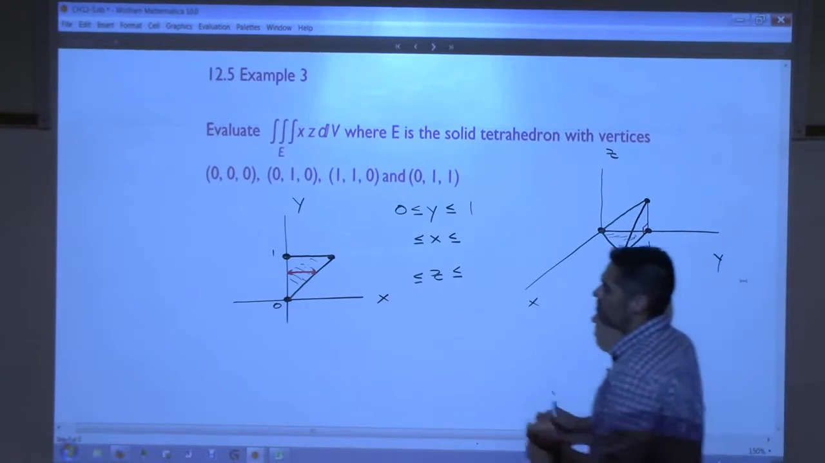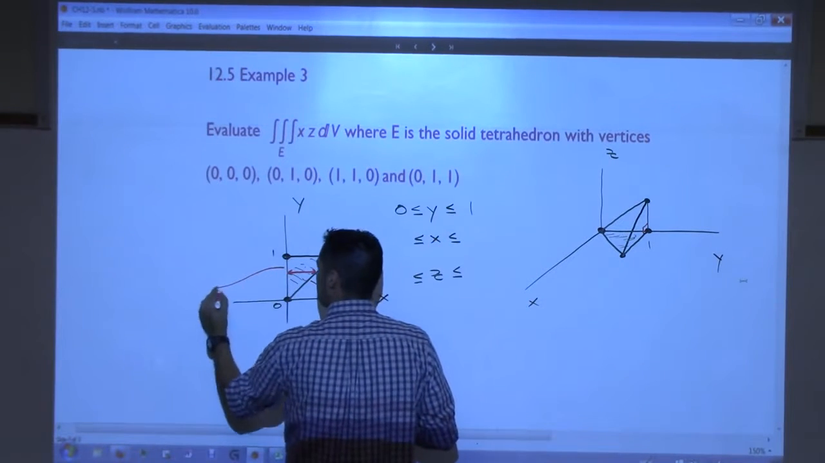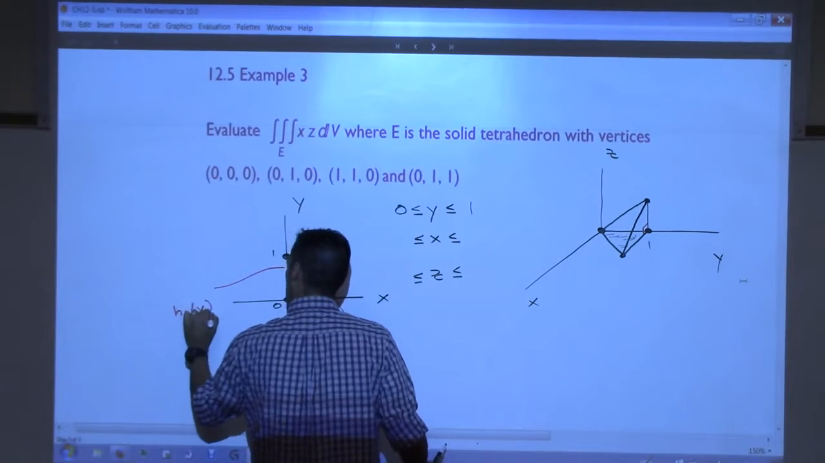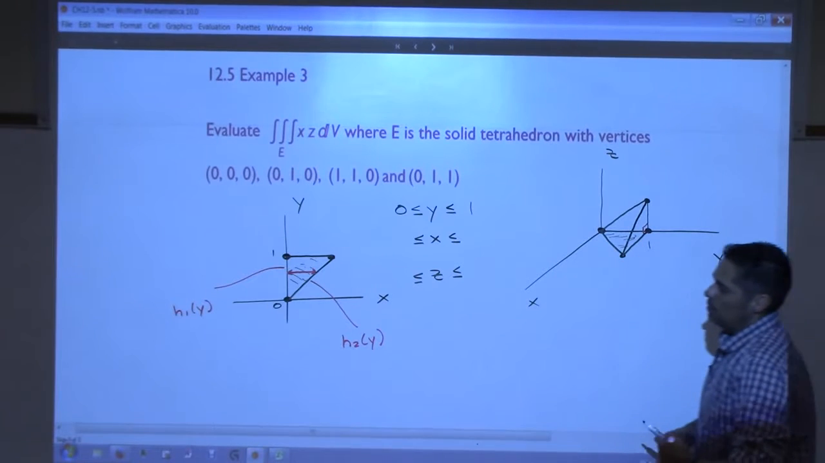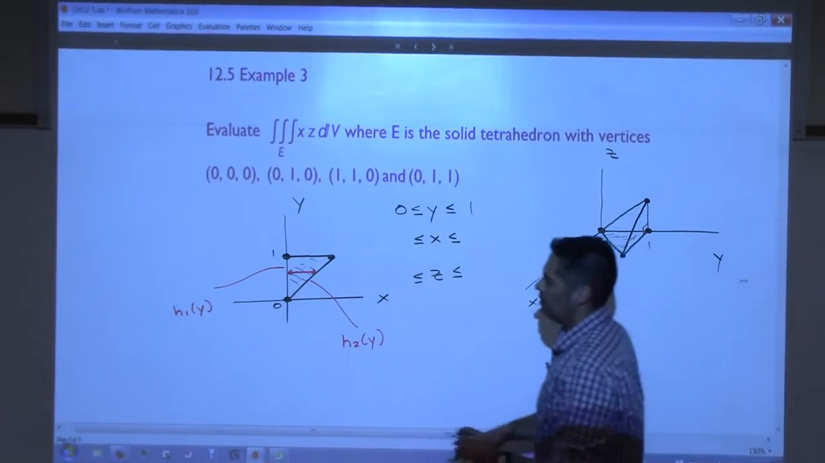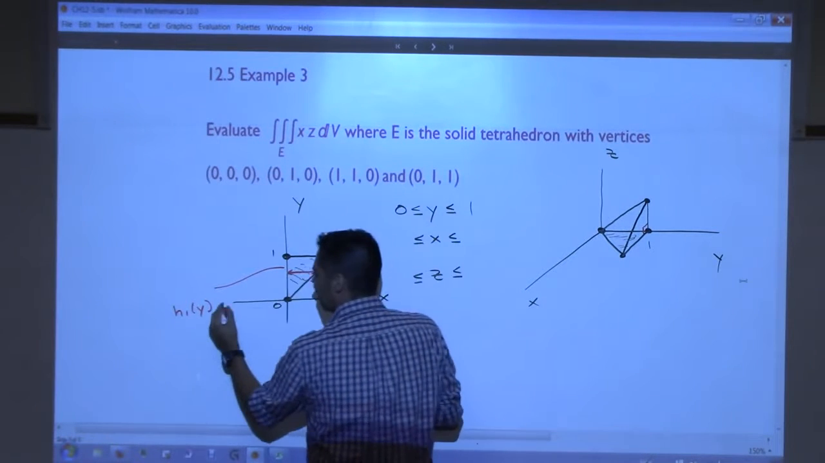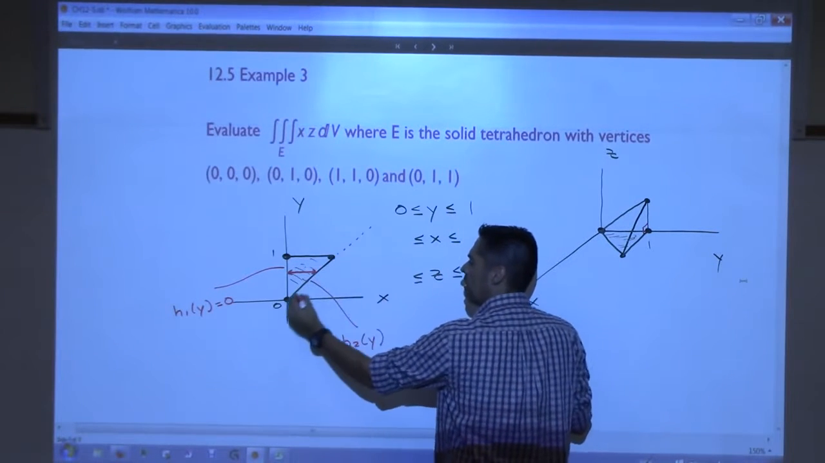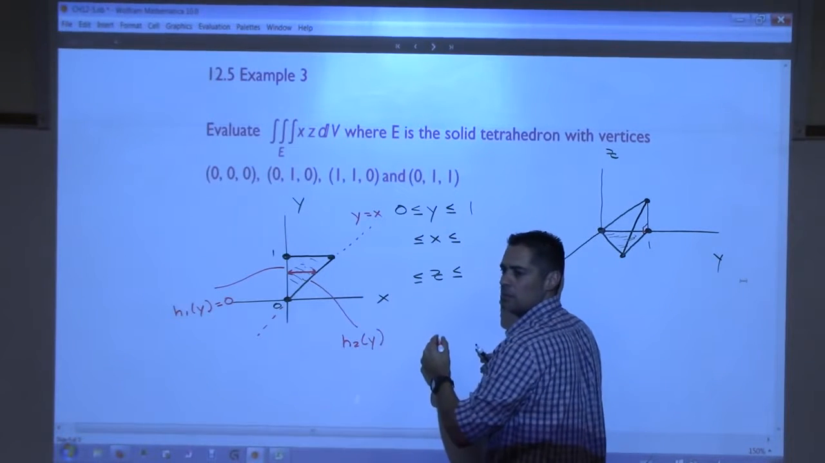So I'm going to look at this right here as a function of y, and I'm going to look at this over here as a function of y. I think we call them in the notes h1 of y and h2 of y. So what are they? What's this one over here? 0, because that's just the constant 0 function. And then this one over here comes from this line, right? Which is, just by inspection, y is x.